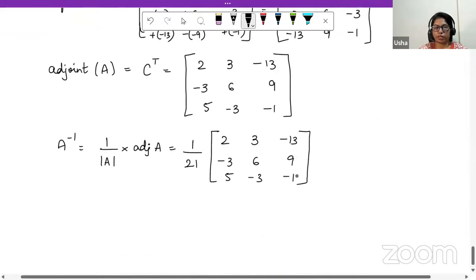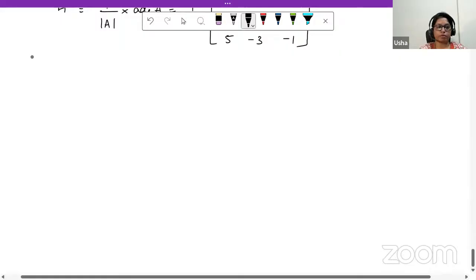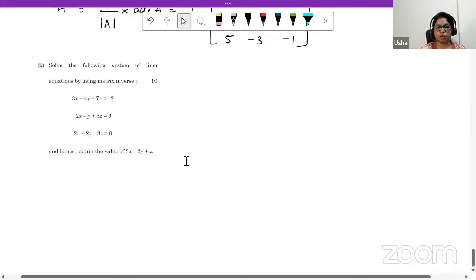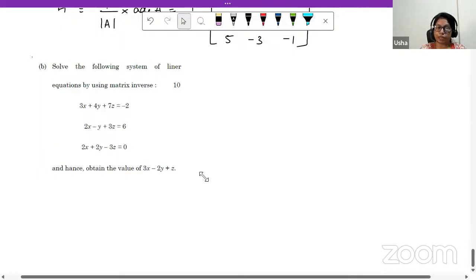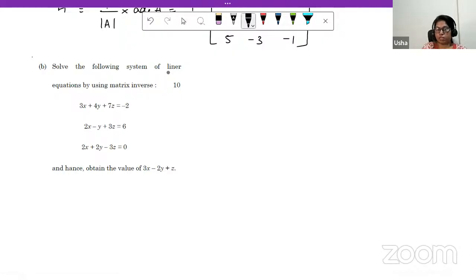Now you know how to find the inverse. So whenever you have a system of linear equations, you will definitely get to solve it either using Cramer's rule or using the inverse matrix method. Using Cramer's rule, you know.